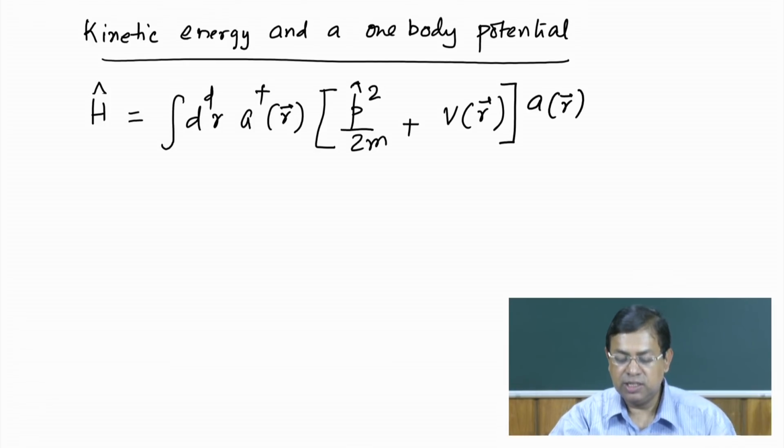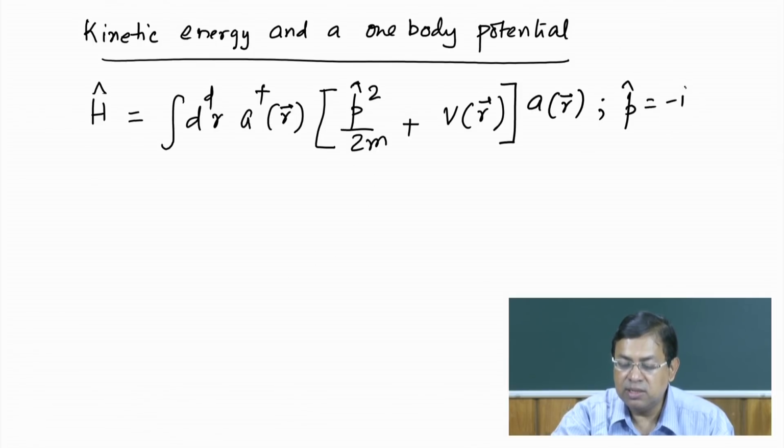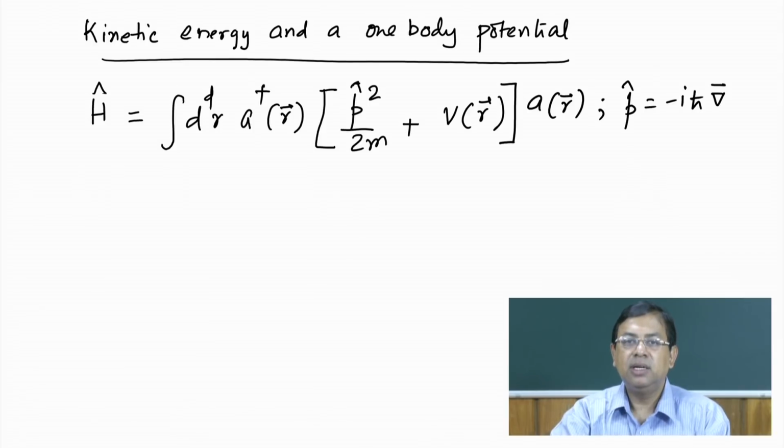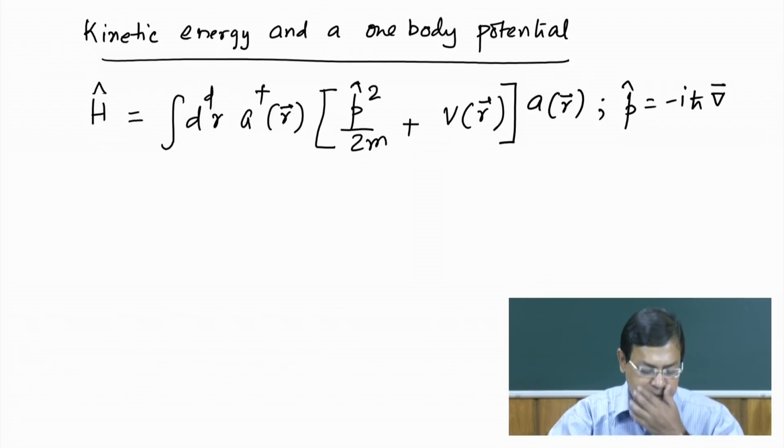The kinetic energy is given by p square over 2 m, and this V of r is just a potential at a given site r, and p is written as minus i h cross del, where del is a differential operator that acts on space.